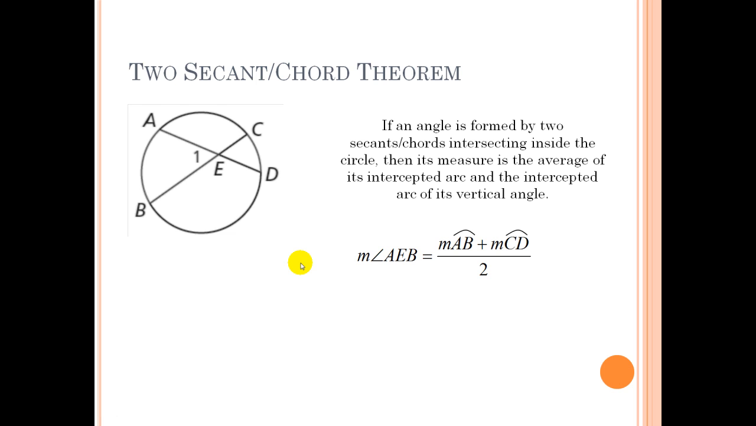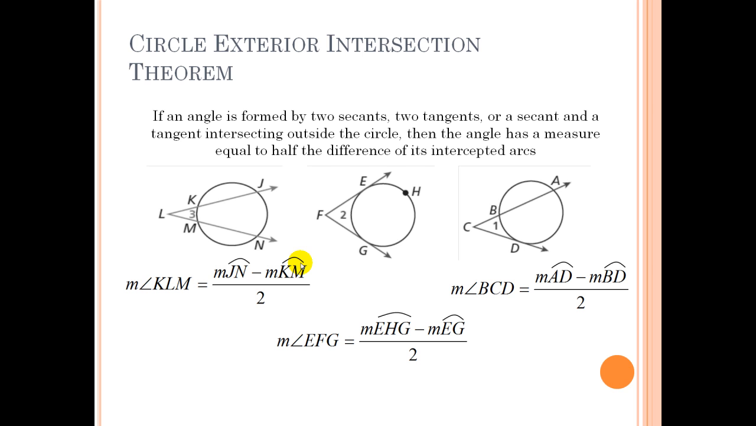Alright, so one more. This one's got three parts to it. I know there's a lot on the screen right now, so I'm going to try to explain this in three different pieces. If we have an angle that is formed by two secants, in this first example, we can see we have two secants. Line LJ and line LN are both secants. They're going straight through the circle. And you can see angle L is formed by those two secants intersecting outside the circle.